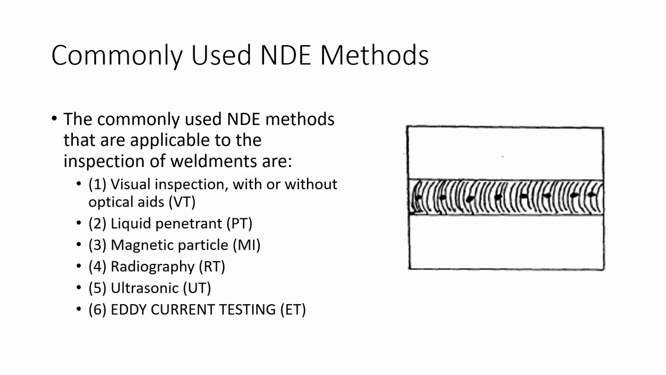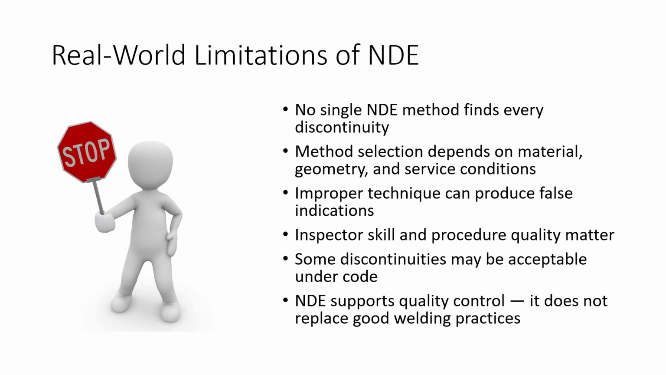non-destructive test methods. So no single NDE method is going to find every discontinuity. Each one's got an Achilles heel, so to say, a soft spot, things they can't do, things they do really well, and things they don't do really well. And this is going to boil down to the geometry and the service conditions. If we use the wrong technique, we can have false indications, false positives or false negatives.